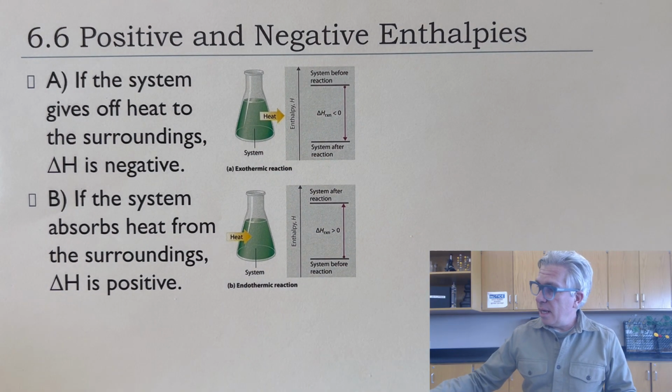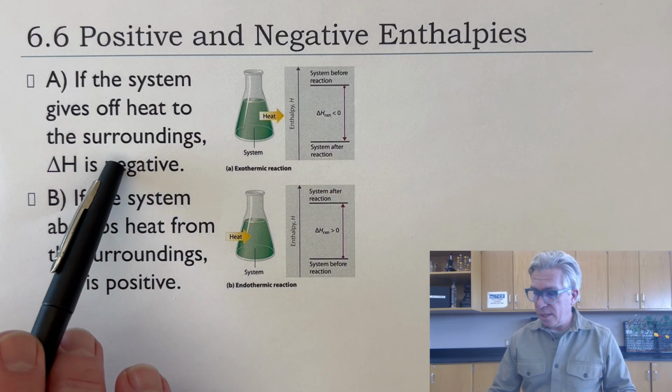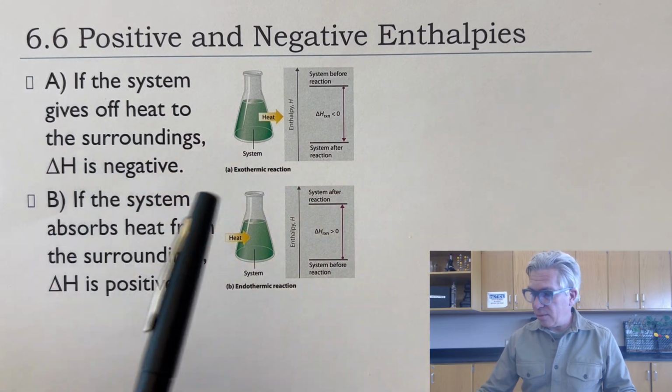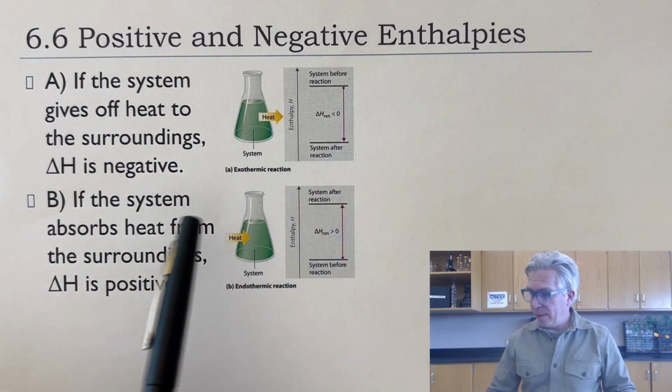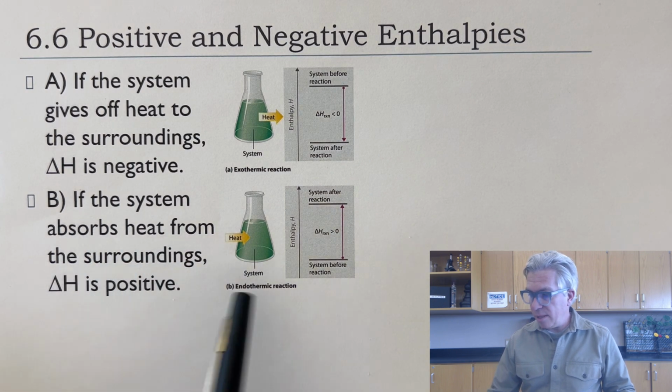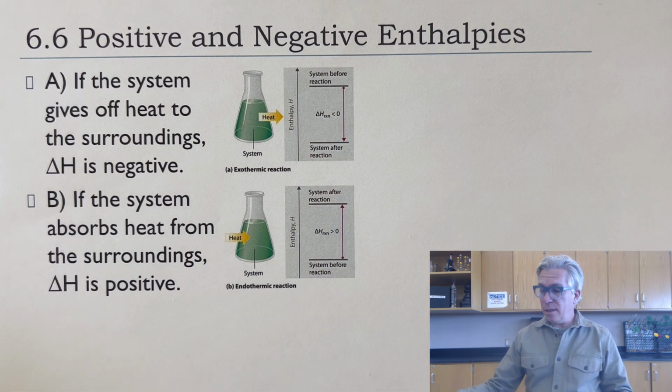Okay, and we'll revisit a couple of enthalpy diagrams. Delta H is negative if the system gives off heat to the surroundings, so exothermic. If the system absorbs heat from the surroundings, you'll see a positive or uphill energy diagram. And we can express this in a number of ways.